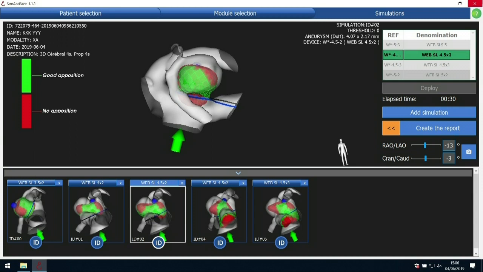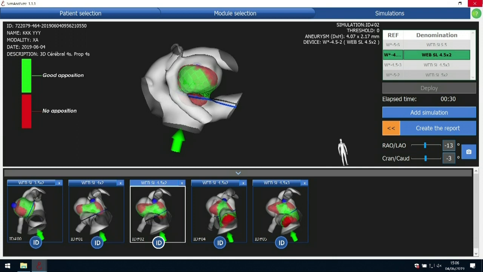Okay. So when you do the simulation, you see here we have several possible dome positions that we selected to anticipate the access you will have with a microcatheter, but sometimes it's very hard to predict. So what is very complicated to get with the simulation is the access the physician will have with the catheter.